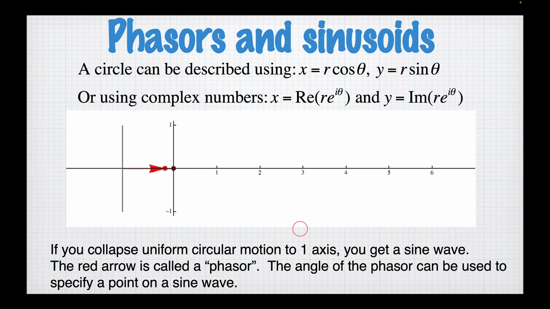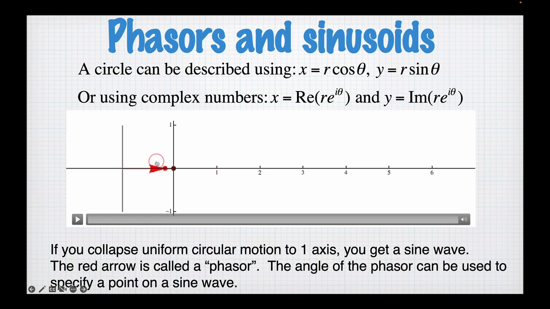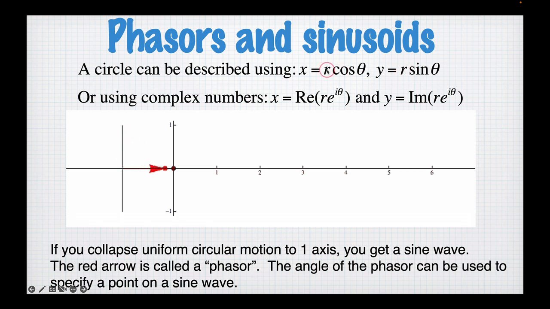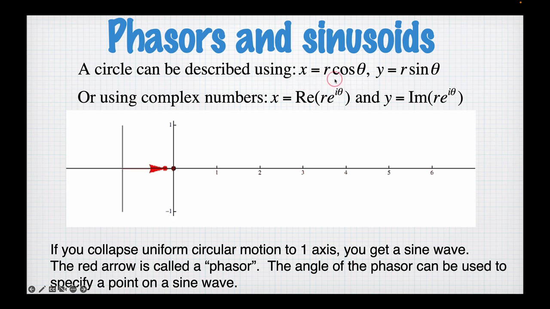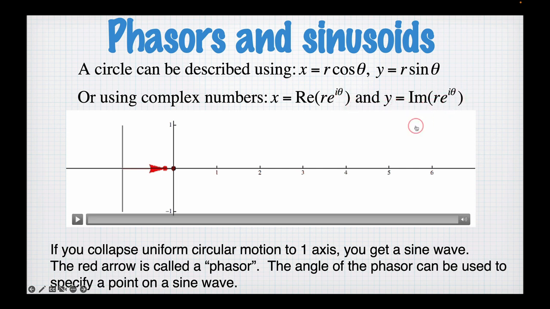Now we can represent complex numbers on a two-dimensional plane where the horizontal axis is real and the vertical axis is imaginary. And so we can say that the horizontal component of some phasor, some vector if you like, with length r, is given by r times cosine theta, and the vertical component is given by r times sine theta. Or in terms of complex numbers, the x component in the horizontal direction is the real part of r times e to the i theta, and the y component is the imaginary part of r times e to the i theta.